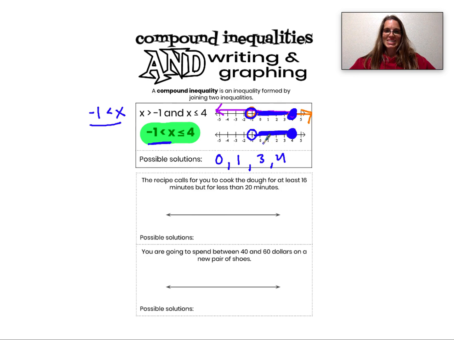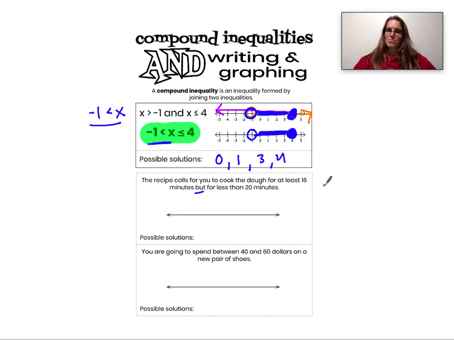Let's go ahead and look at some situations. "And" situations are a little trickier, whereas "or" situations pretty much always use the word "or", "and" situations don't. One word that's often used in an "and" situation is "but". So this situation, using the word "but", is an "and" compound inequality. The recipe calls for you to cook the dough for at least 16 minutes, but for less than 20. So "at least 16 and less than 20" sounds weird. We use the word "but".